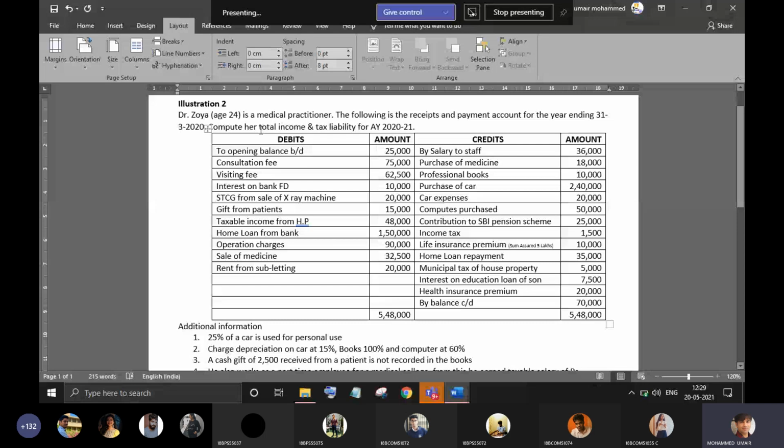It's a comprehensive question in which you have to first calculate income from profession, then you have to calculate gross total income, then total income, then tax liability. So it has everything. It has complete concepts that we have been discussing in this semester. So just go through this.